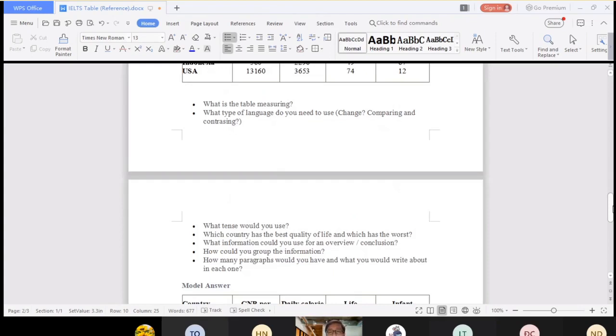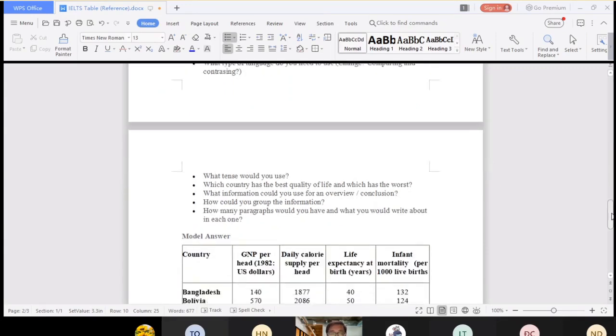What information could you use for an overview and conclusion? Conclusion is not compulsory. For an overview, you can use significant features. You put the outstanding features and you make comparison. How could you group information? Another keyword that I want you to remember after today's lesson is grouping information. How many paragraphs would you have and what would you write about in each one? That's how you plan your answers.